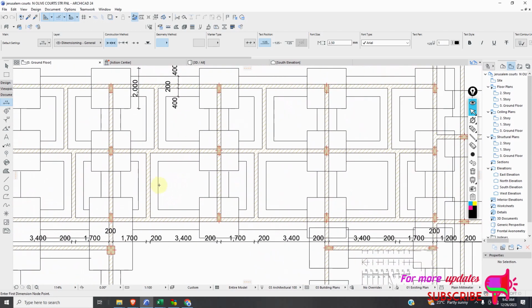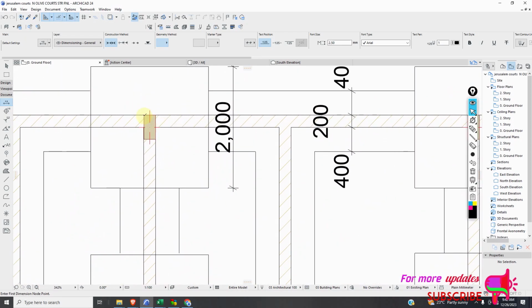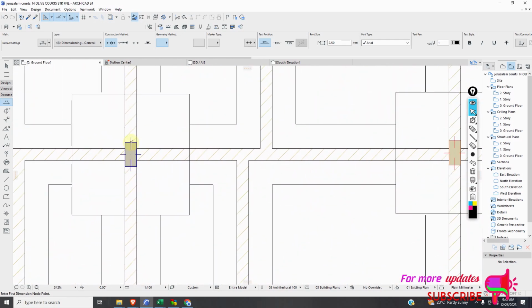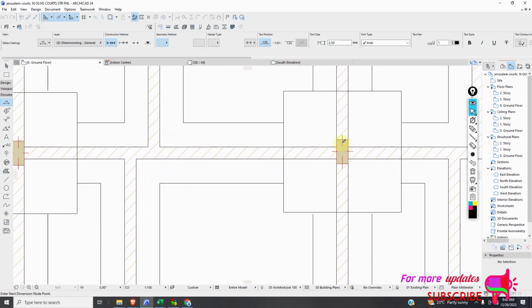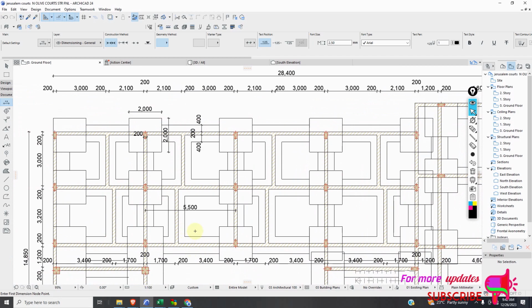You can just use this one. Okay, this one is scaled. So the distance between this is 200, right? So let's make it 200. So that is 200, so we can measure the distance between here and here. So that will give us about 5.5 meters. That is 5,500 millimeters.